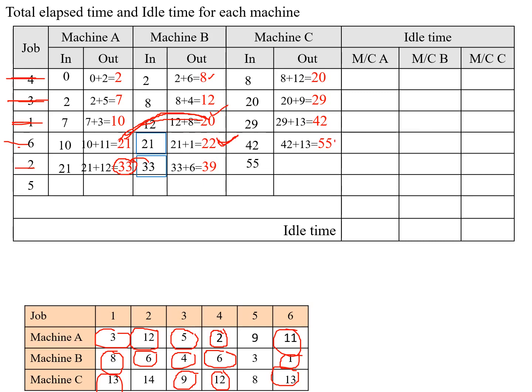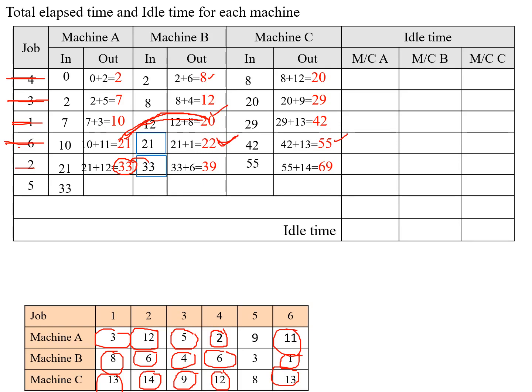So next, in time for the machine C is 55. Why is it 55? Up to the 55 hours it is engaged for the job 6. So after the 55 hours only, job 2 will be moved on the machine C. See 55 plus 14, processing time is the 14. So total out time for the machine C is 69.